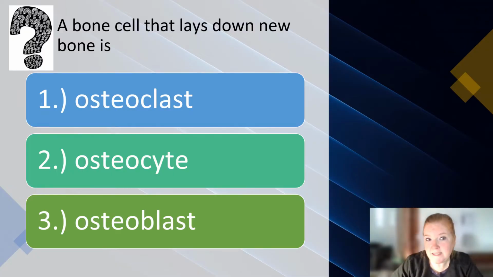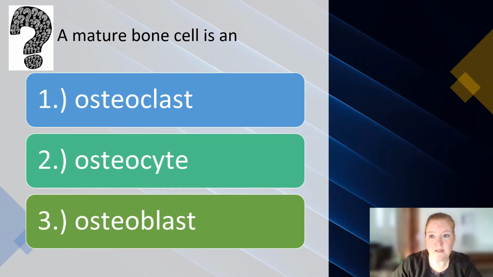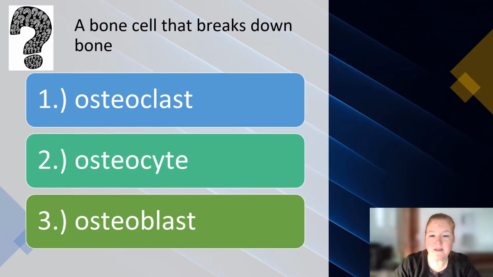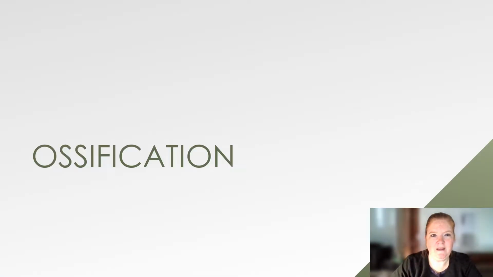So a bone cell that lays down new bone is an osteoblast, the builder. A mature bone cell is an osteocyte. And a bone cell that breaks down bone is an osteoclast, the cleaner. All right, now we're on to ossification.